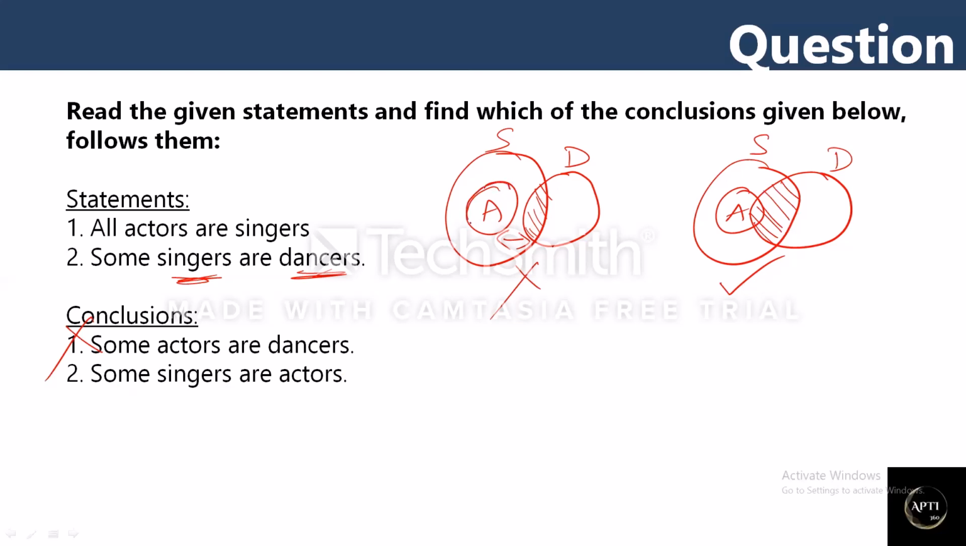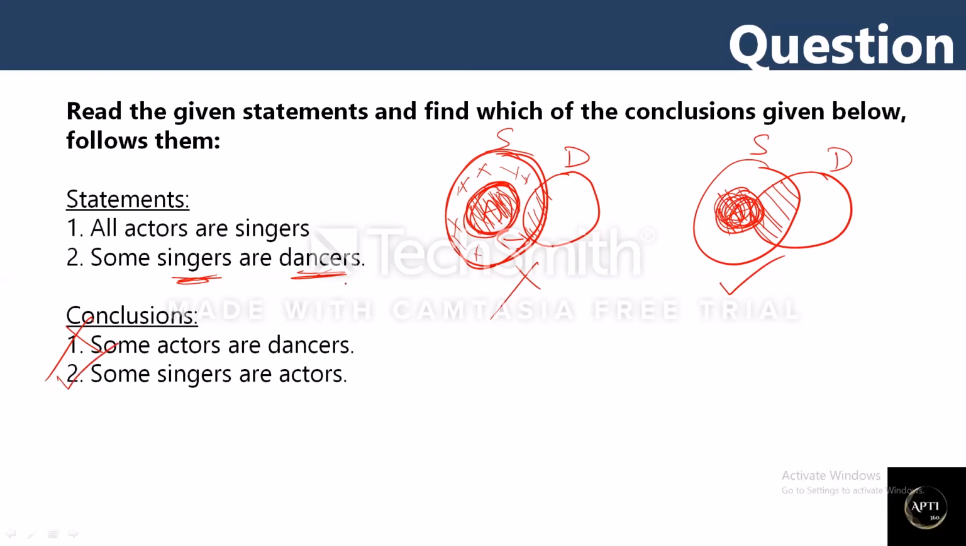Now some part of singers, here this is the singer circle, this big one, and some part of singers is occupied by actors, which means the remaining part is not occupied by actors. For sure I can say that some part of singers is occupied by actors. Here also the same, some part of singers is occupied by actors. So I can say that the second conclusion is correct.